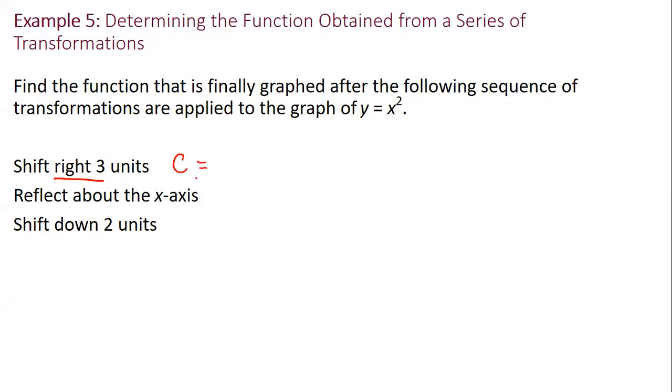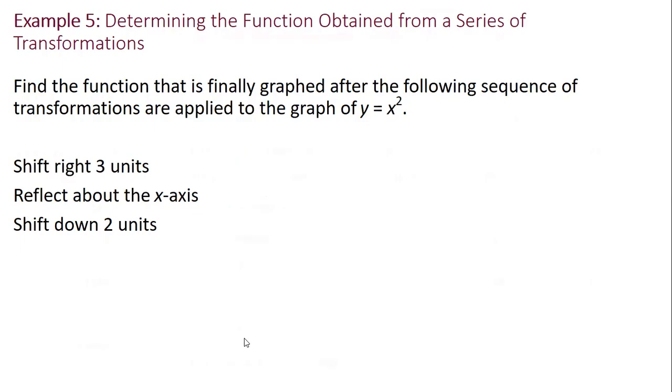And that means C equals, it's going to look like a -3, because our x is a liar. And I want to reflect about the x-axis. Is my negative going to be on the inside or on the outside? Outside. So if I want to go over the x-axis, that means it's my A, and that means my A has to be a negative.